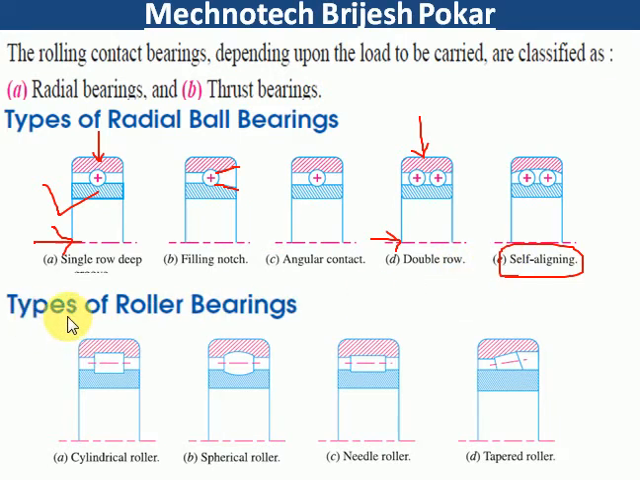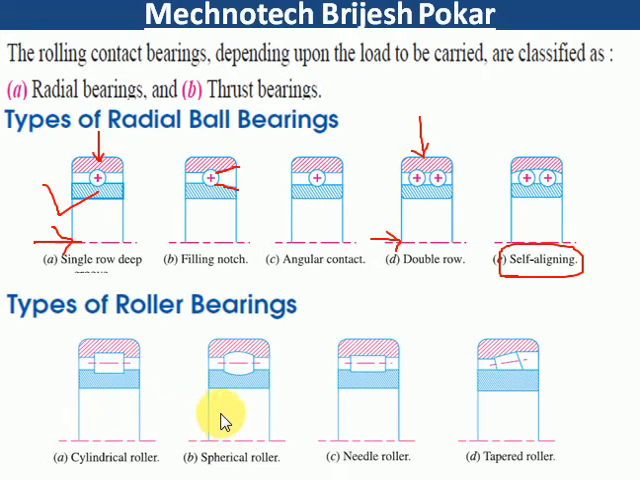Now let us see the types of roller bearing. Okay, so here first is the cylindrical roller. Here the cylindrical roller is provided in between the outer race and inner race, and the radial load carrying capacity is very large compared to a ball bearing, because here the contact surface area is more. So the radial load carrying capacity is more compared to a ball bearing, but it cannot sustain the axial thrust load.